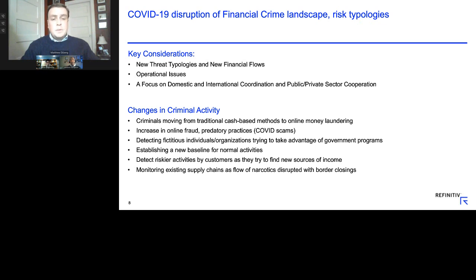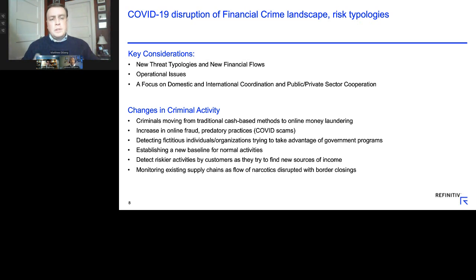So we know law enforcement and the banks are all looking very closely at this. We've had good interaction with Interpol and with Europol on some of these typologies. So that is something I think we'll build on to try to raise awareness of what's going on and how the situation is evolving from a criminal perspective.